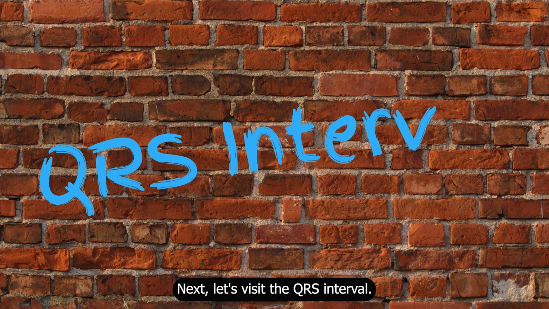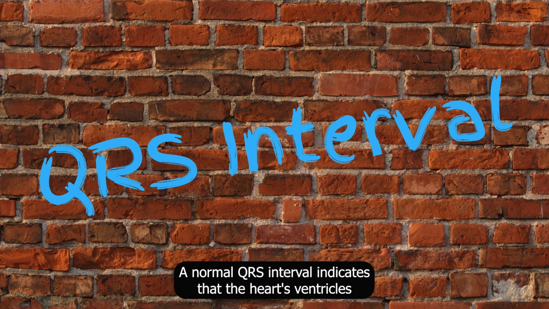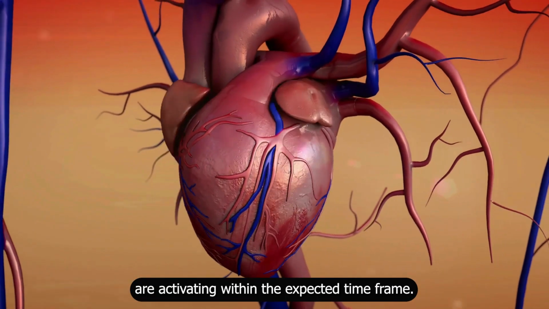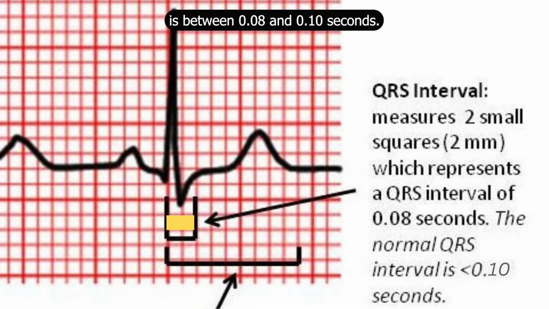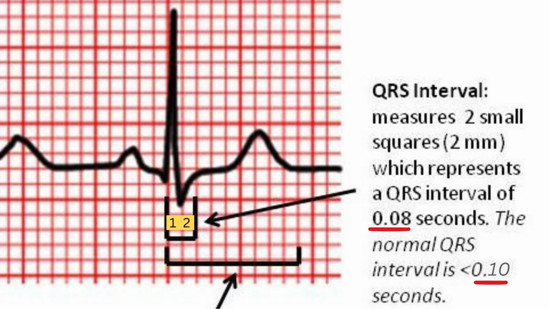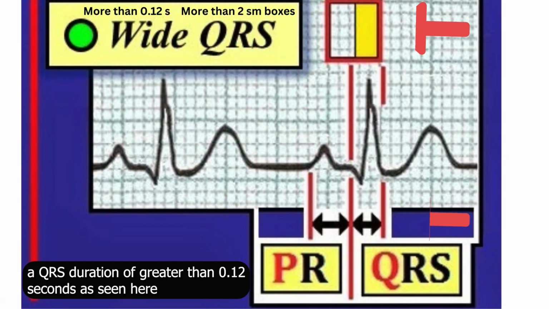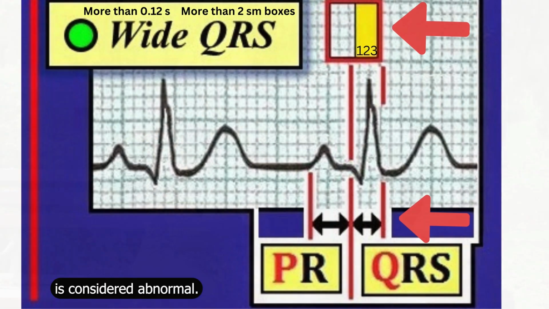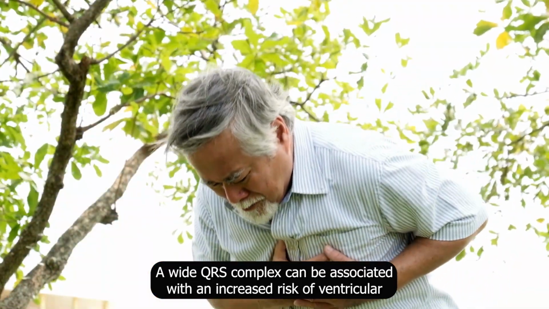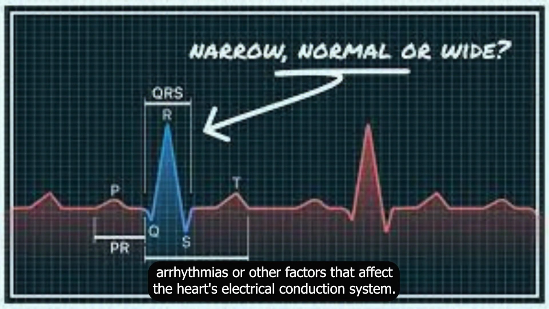Next, let's visit the QRS interval. A normal QRS interval indicates that the heart's ventricles are activating within the expected time frame. The normal duration of the QRS complex is between 0.08 and 0.10 seconds. This should represent less than 3 small squares. A QRS duration of greater than 0.12 seconds, as seen here, is considered abnormal. A wide QRS complex can be associated with an increased risk of ventricular arrhythmias or other factors that affect the heart's electrical conduction system.